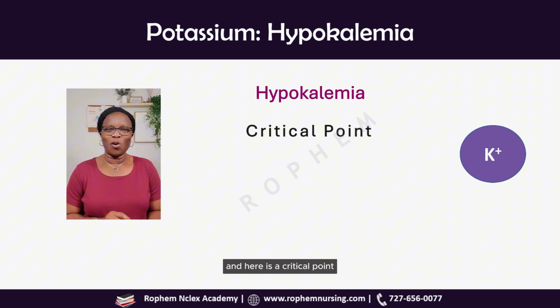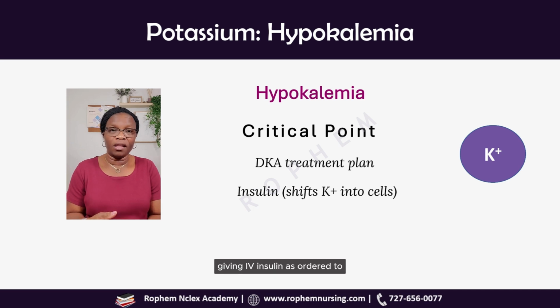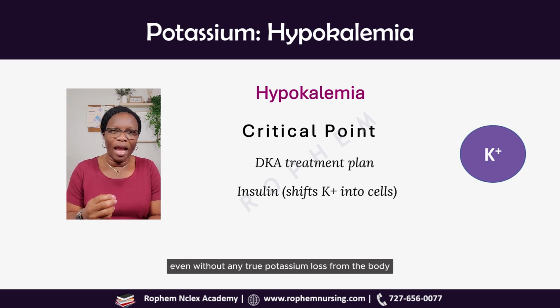And here is a critical point. Think about patients with DKA. Giving IV insulin as ordered to this patient will actually shift potassium from the bloodstream into the cells. This can drop the serum potassium level even without any true potassium loss from the body.